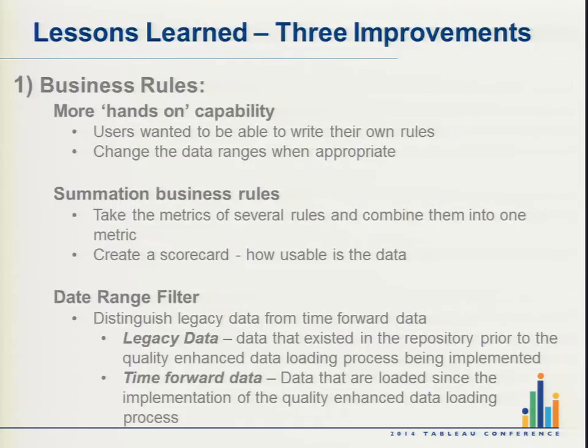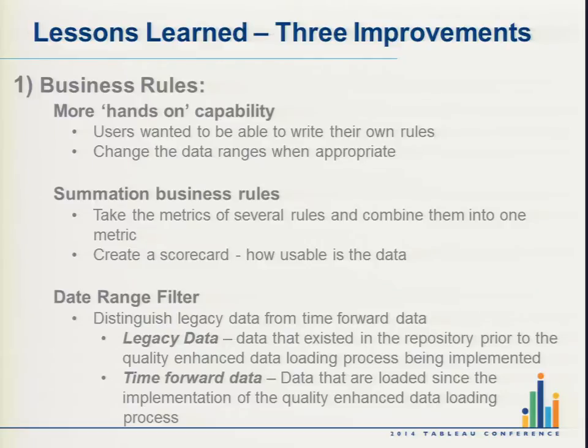Okay, so let's talk a little bit about the business rules. These are things that we improved upon from our original move through data quality to what we're currently doing today. Our users wanted basically three things, and this is just the first one: more hands-on capability. We talk about writing business rules. They not only wanted to see them, they wanted to write their own. So we needed some sort of very easy interactive place where they could get in, start writing their own rules, and run them against the data. They also wanted summation business rules. You saw an example of that on one of my original slides when we showed what our summer intern did, where he took all the metrics, added them together, and put out one number.